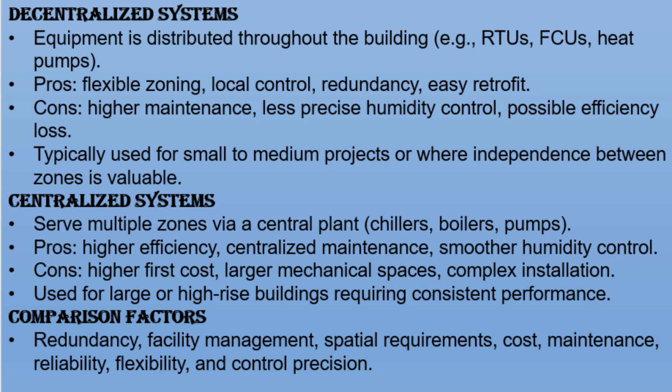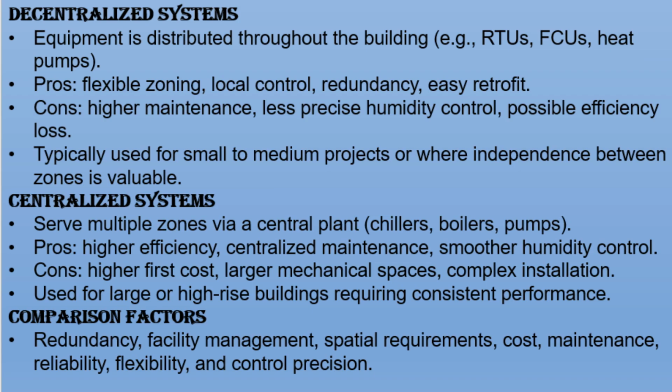Next, let's talk about one of the most fundamental choices in HVAC design. Should you use a decentralized system or a centralized system? Decentralized systems distribute equipment throughout the building, like rooftop units, fan coil units, or heat pumps. They offer flexibility, local control, and redundancy, but usually have higher maintenance needs and less precise humidity control. Centralized systems, on the other hand, use a central plant, such as chillers, boilers, and pumps, serving multiple zones through distribution piping. They're more efficient, provide better humidity control, and are ideal for large buildings, though they come with higher first cost and complexity.